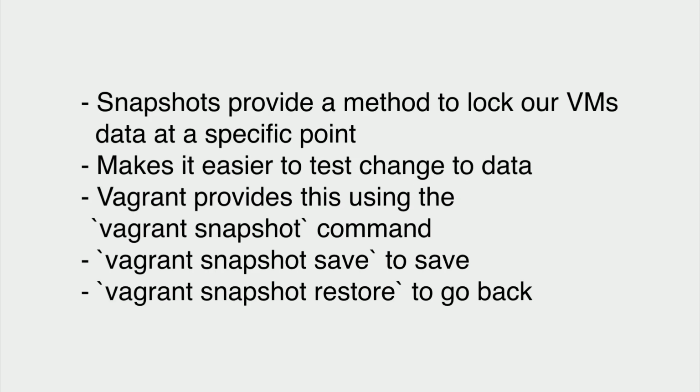What you need to know. Snapshots provide a method to lock our virtual machine's data at a specific point. This makes it easy to test changes that might wreck the data. Vagrant provides this using the vagrant snapshot commands. Vagrant snapshot save to save, vagrant snapshot restore to go back.